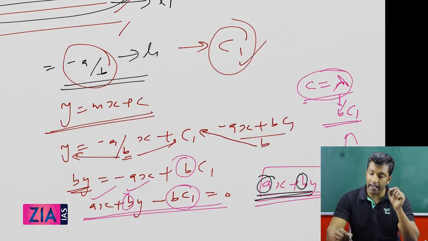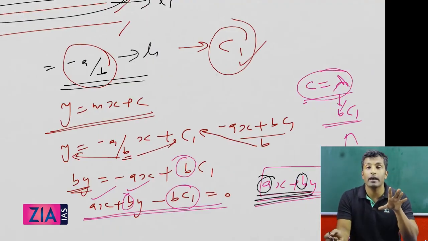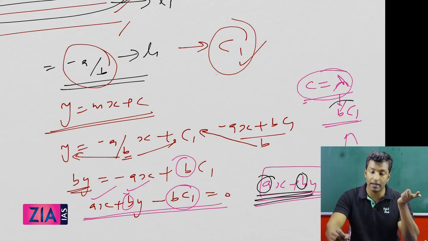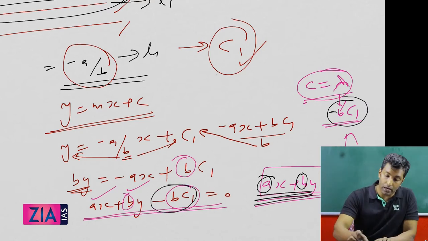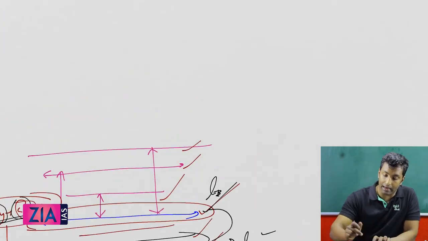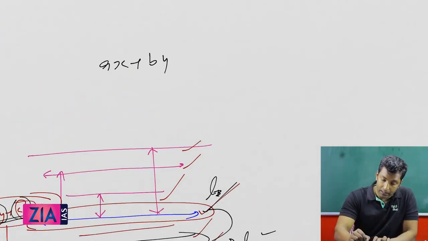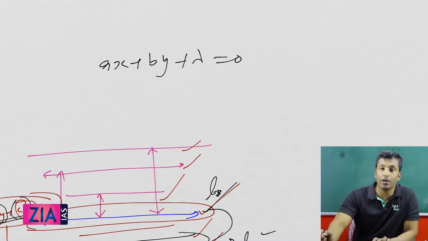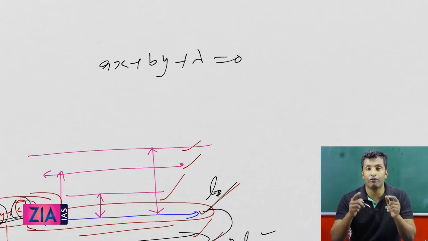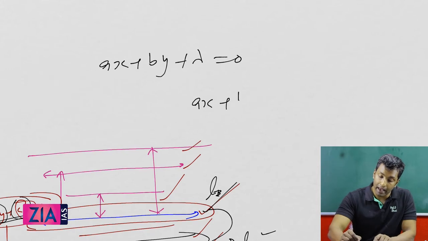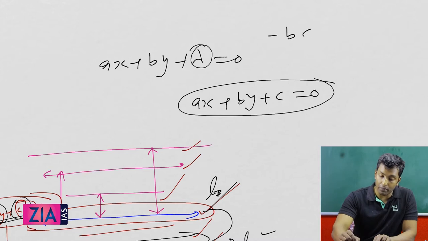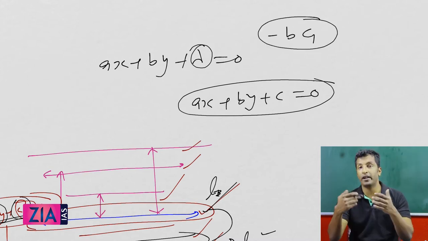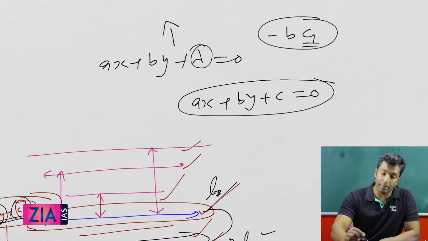So ax plus by plus lambda equal to 0 represents a family of straight lines, where you can vary lambda and you will get all the parallel lines, and lambda is given as minus bc1. So I hope you understood. This represents the parallel lines: ax plus by plus lambda equal to 0 represents all lines, or the family of straight lines, which are parallel to ax plus by plus c equal to 0. Now lambda is equal to minus bc1. So for different y-intercepts, you will get different parallel lines.